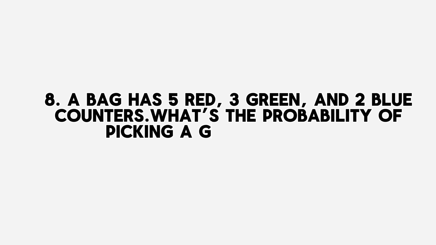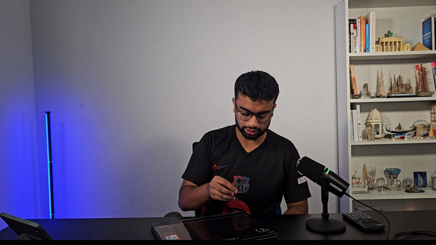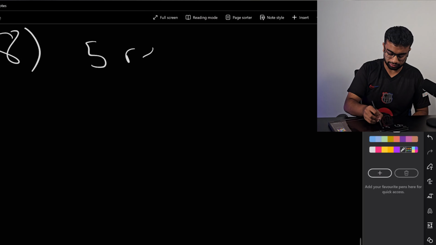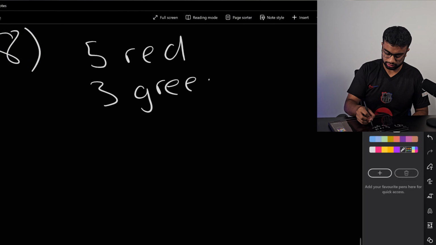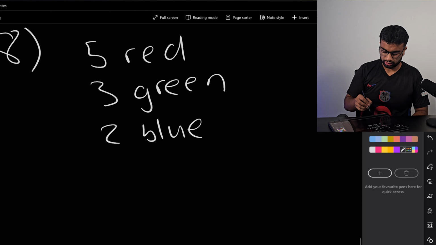Question 8 is a probability question. It tells us to find the probability of picking a green counter out of a bag that has 5 red counters, 3 green counters, and 2 blue counters. So we need to look at the chances of someone picking out a green.